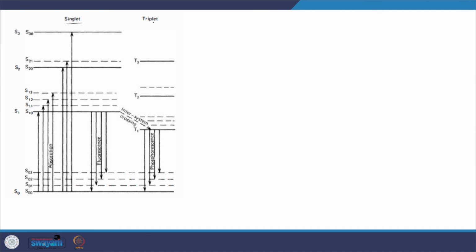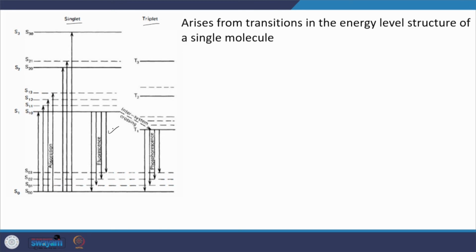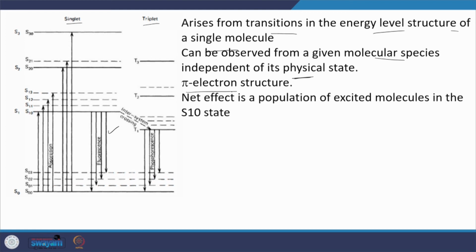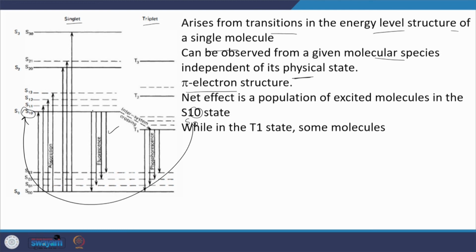You have singlet states and triplet states. The transition following the excitation gives rise to fluorescence, okay. So, it arises from transitions in the energy level structure of a single molecule, and it can be observed from the given molecular species independent of its physical state. That is an interesting point in the case of organic scintillators, and it has a so-called pi electron structure, and the net effect of this transition is the population of excited molecules in the S1 state. Okay. So, this is basically the S1 state. You can see the transitions are taking place mainly from here only.